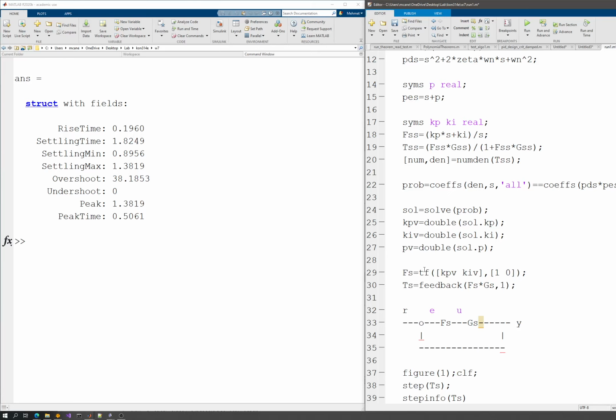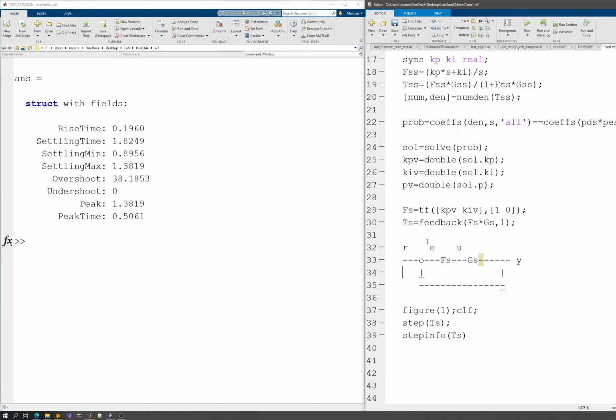E times F(s) gives U, times G(s) gives Y. So if I'm trying to get the closed loop transfer function, I'm basically using the feed-forward path F(s) times G(s) divided by 1 plus F(s) times G(s), because this is how the closed loop transfer function is calculated. You can use these relations: E equals R minus Y, F(s) times E gives U, G(s) times U gives Y. By substituting values and eliminating the signals E and U, you can get the same result between R and Y for the transfer function. You can work it out, and it will give you F(s) times G(s) divided by 1 plus F(s) times G(s), because this is negative feedback.